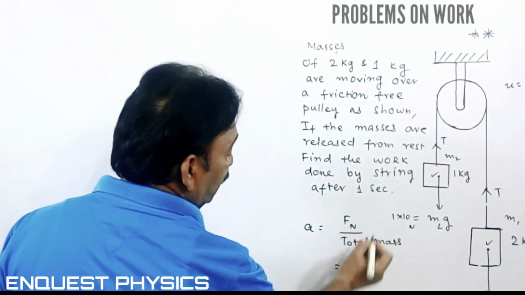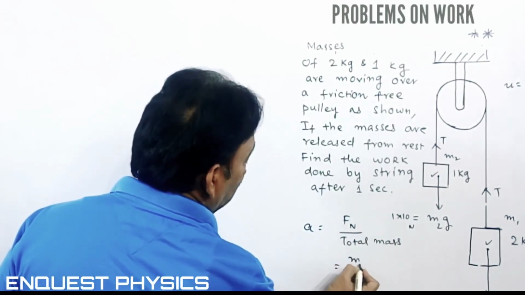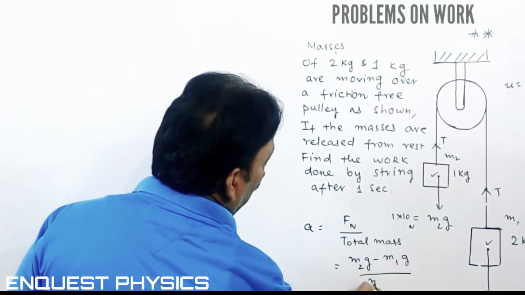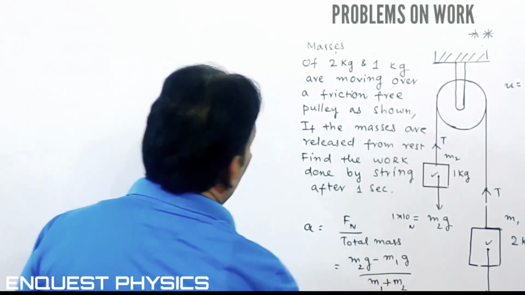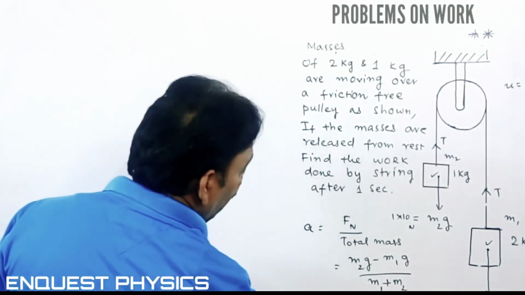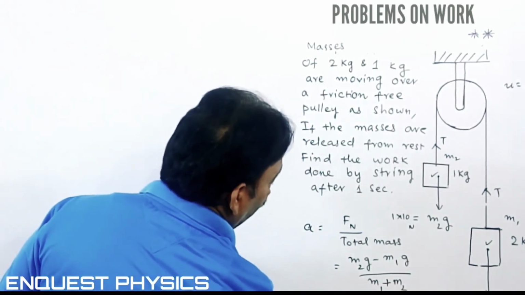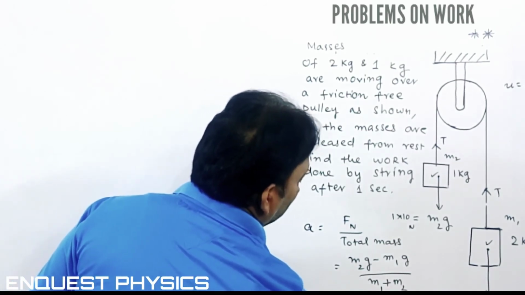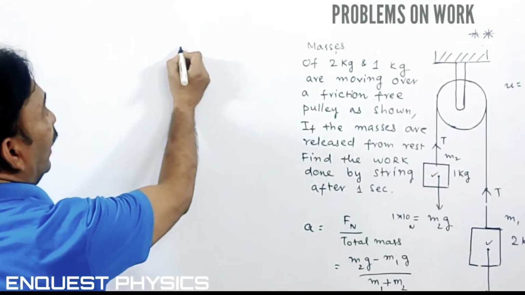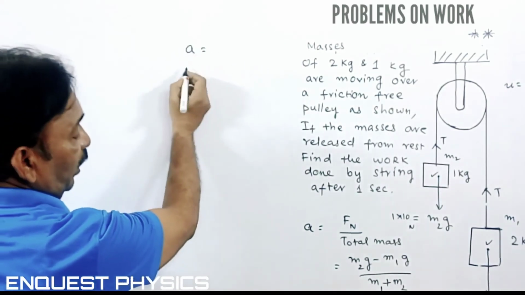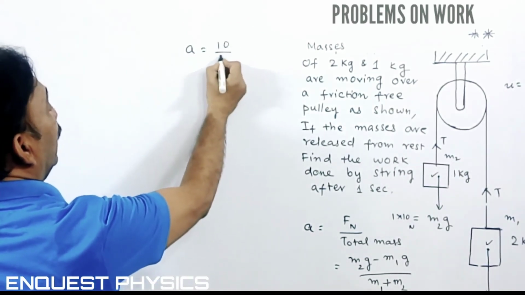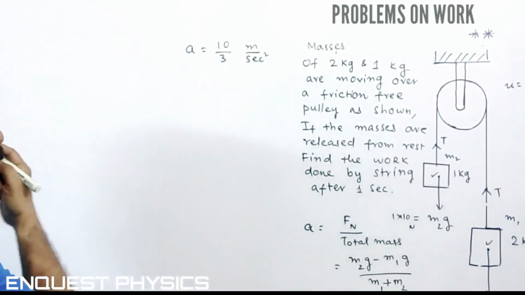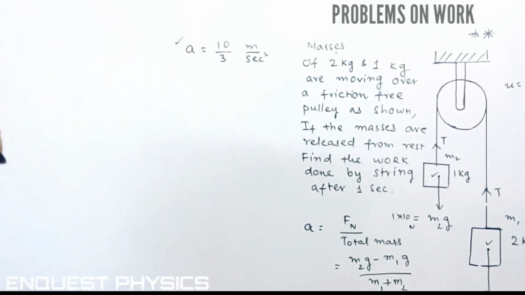That means the net force is the difference between the two forces, that is M2G minus M1G, by total mass, which is M1 plus M2. If you put the values there, you will get 20 minus 10 by 3. We got the acceleration of the system is equal to 10 by 3 meter per second square, students. We got the acceleration now.